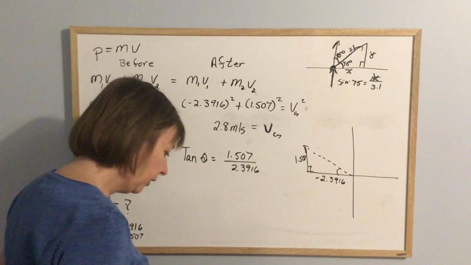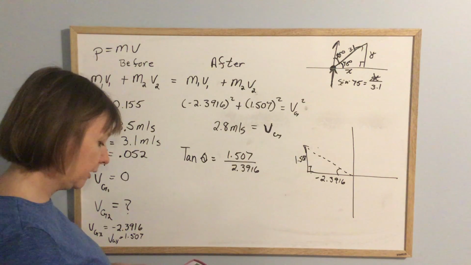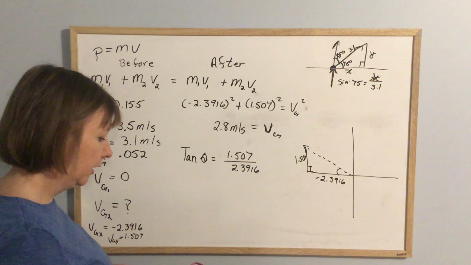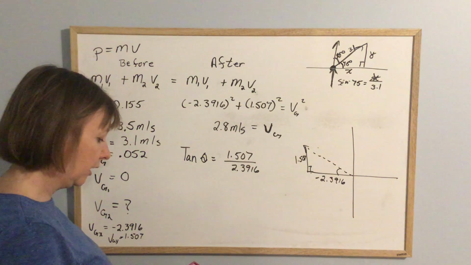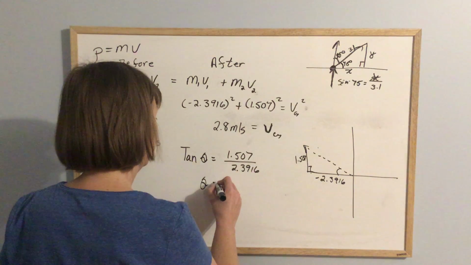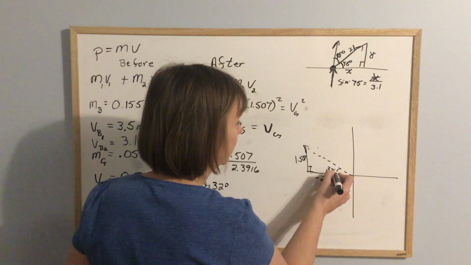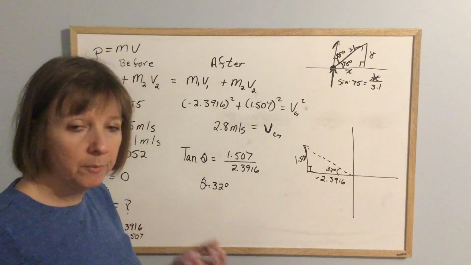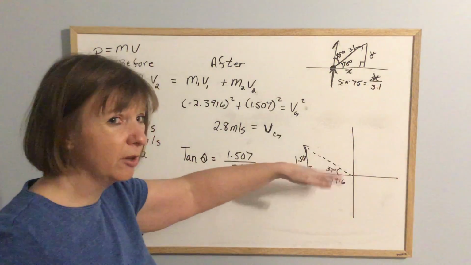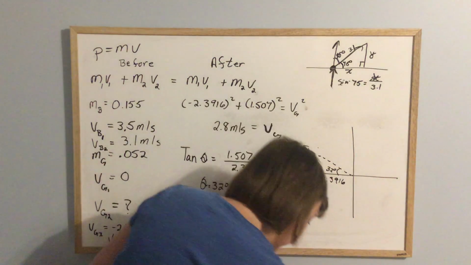And if I do that, if I do 1.507 and I divide it by 2.3916 and I do tan of that, I get 32 degrees. Theta is 32 degrees. So this is 32 degrees. Now, how am I going to put that? How am I going to explain that it's 32 degrees, but it's 32 degrees over there? How do I say that?